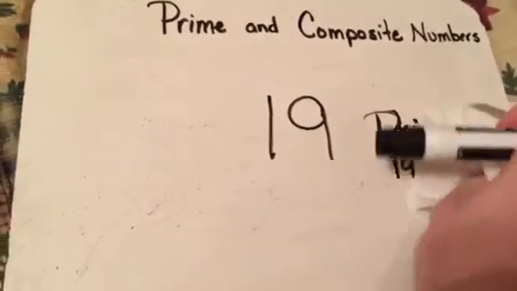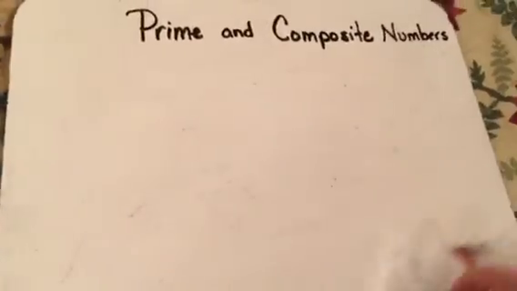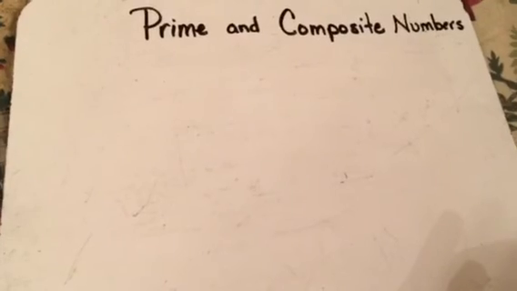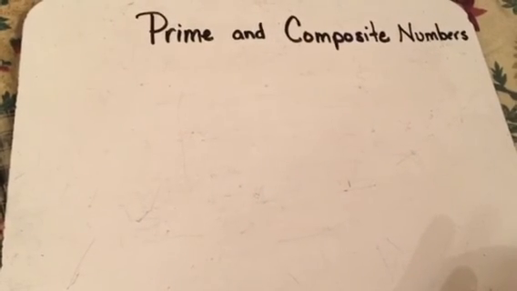Alright, so now what you all are going to do is you're going to play 2 games. Then you have 20 questions of prime and composite numbers.